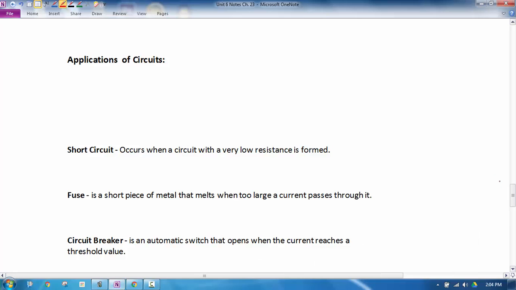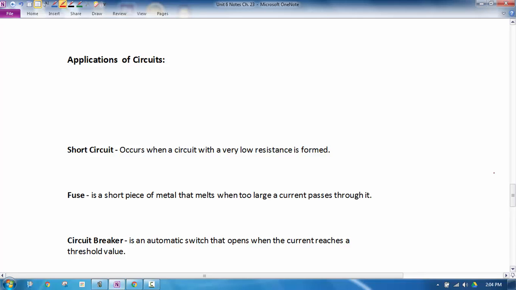Okay, so we'll talk a lot about applications of circuits as we actually do the homework problems, because with each individual problem, we'll be able to talk about, okay, what happens when we plug in a hair blow dryer, for example, with a certain amount of power or a certain amount of resistance.